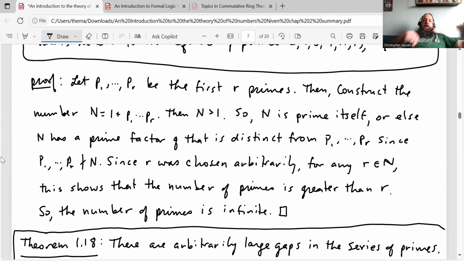Let P1 through PR be the first R primes, then construct the number capital N equals 1 plus P1 through PR, then N is greater than 1. So N is prime itself, or N has a prime factor Q that is distinct from P1 through PR. Since P1 does not divide capital N, all the way up to PR does not divide capital N, right? Because you get a remainder of 1 whenever you divide by those primes. Since R was chosen arbitrarily, for any R and N, this shows that the number of primes is greater than R, so the number of primes is infinite.